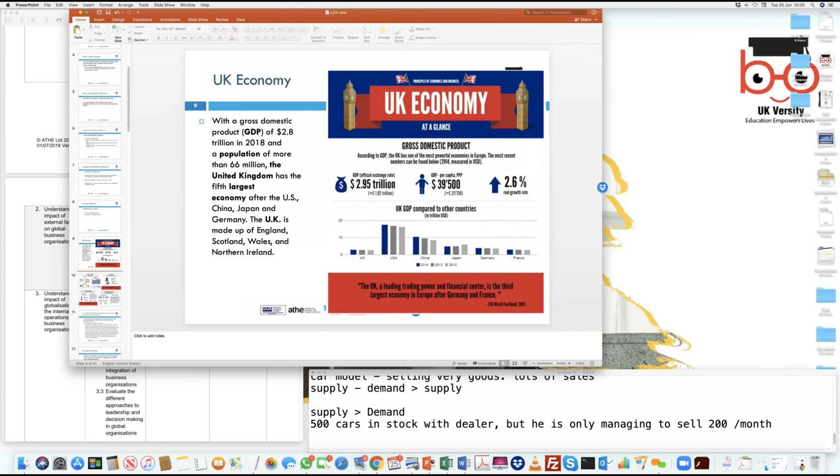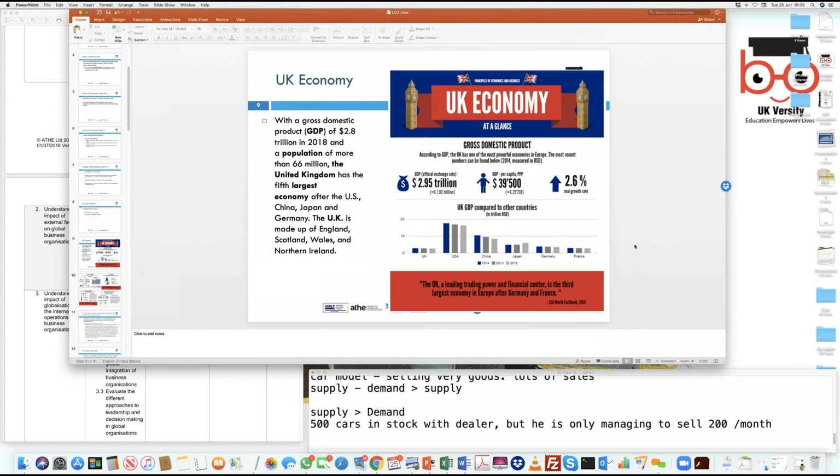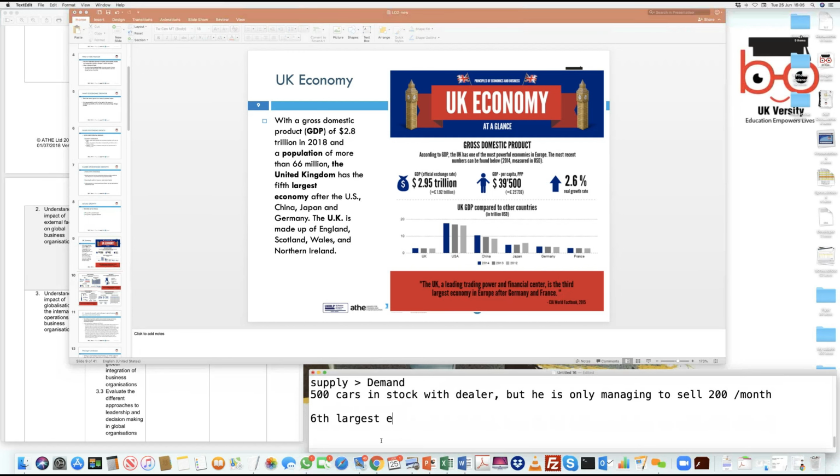Now, let me show you a few slides in terms of how big the UK economy is. After you have understood the key terms, what I want to do is give you an idea and relate it to an example. The UK is the sixth largest economy in the world. Why sixth largest? Because the GDP, gross domestic product, is $2.95 trillion. That means if I add all the economic activity of the country, all the wages and salaries of all the 66 million people in the country, that gives us what is called the GDP.